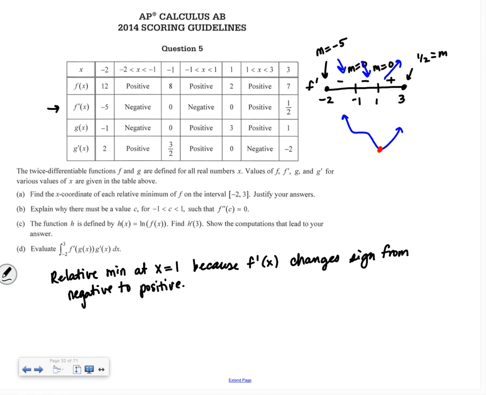All right, so part B says explain why there must be a c between negative 1 and 1 such that f double prime of c is equal to 0. So that's giving us some kind of interval. And usually when we have an interval and we're trying to prove that a first derivative, second derivative, whatever equals 0, we usually need to use the mean value theorem or Rolle's theorem. So in this case, I'm going to use the more specific one, Rolle's theorem. Actually, I can't use Rolle's theorem because I don't know if f prime is equal on that interval. So we're going to go ahead and use the mean value theorem. Is that what I want? Let me think.